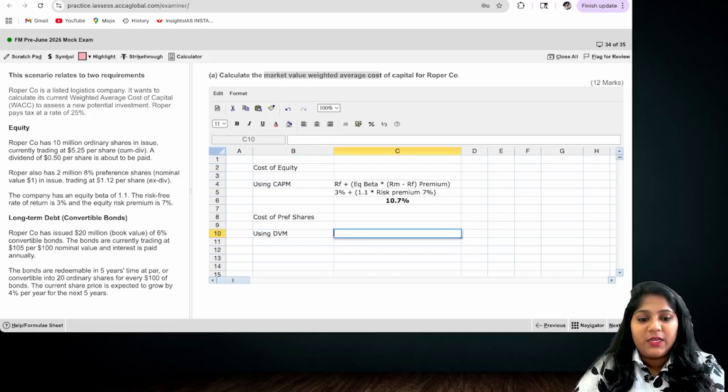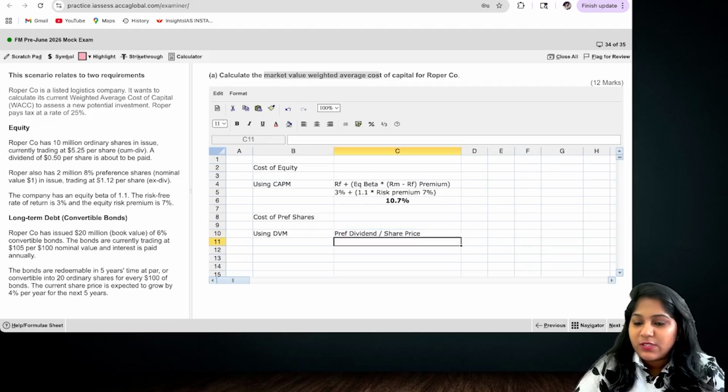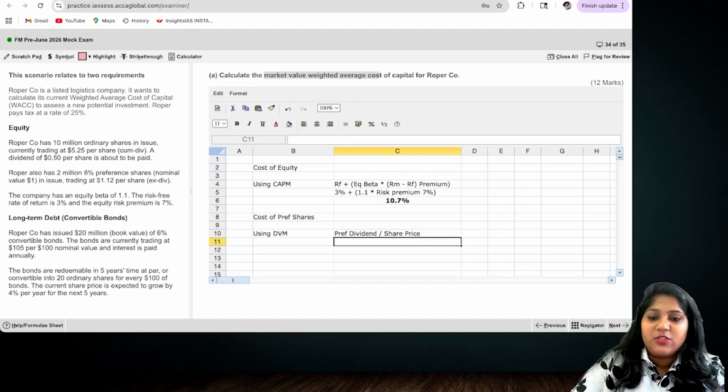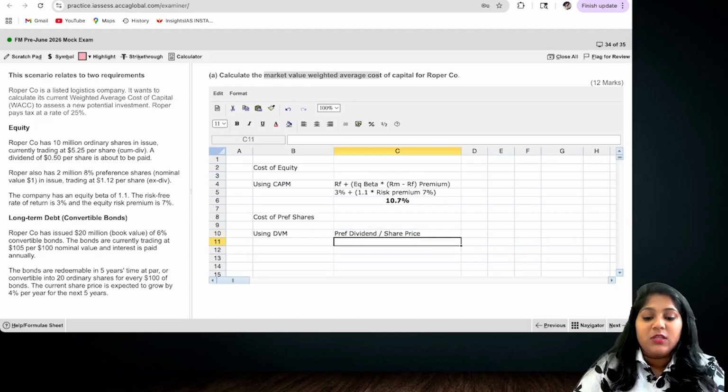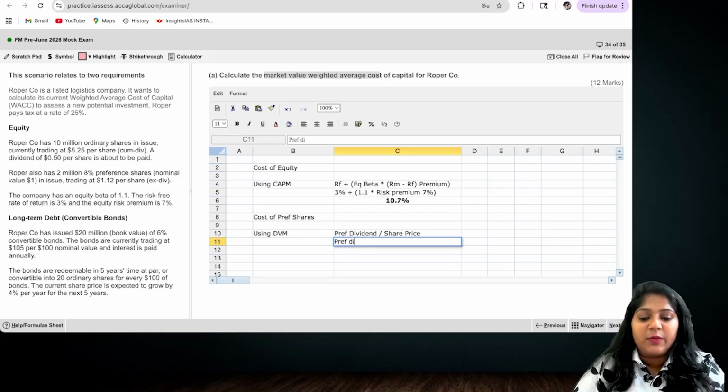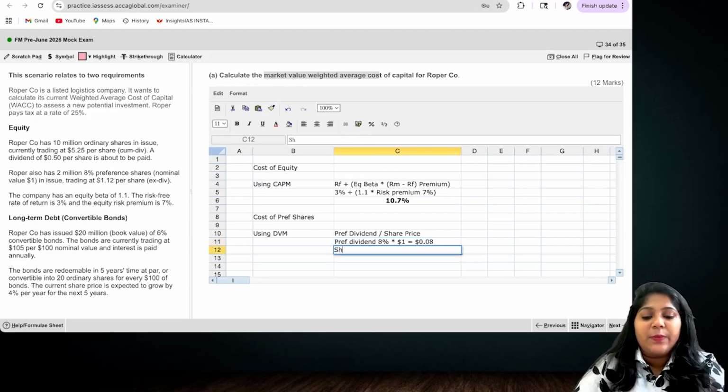Preference dividend divided by what, people? Divided by the share price of the preference shares. What is the preference dividend, guys? We pay 8%, so the nominal value is $1. So the preference dividend is calculated. Don't use short forms like me, guys. You have to use the full form. It is 8% of $1. That will be how much? 0.08, correct.